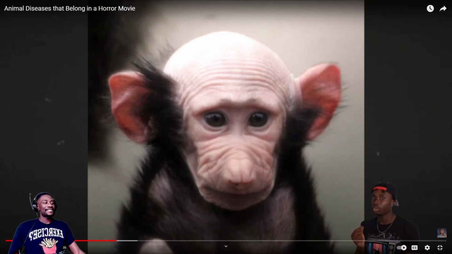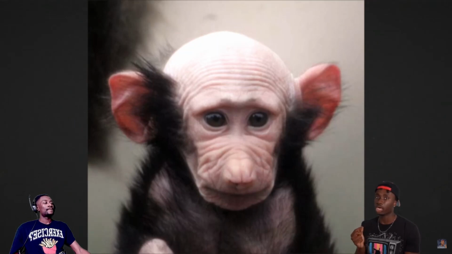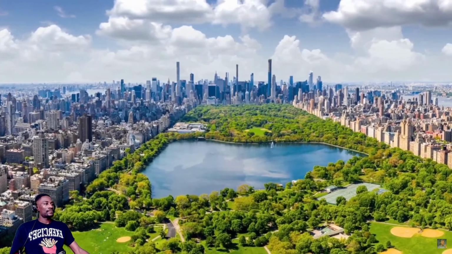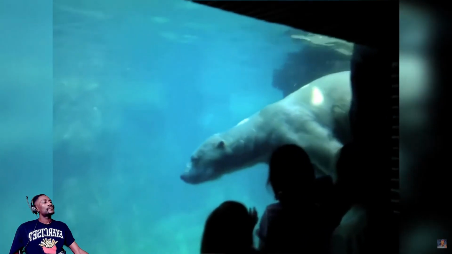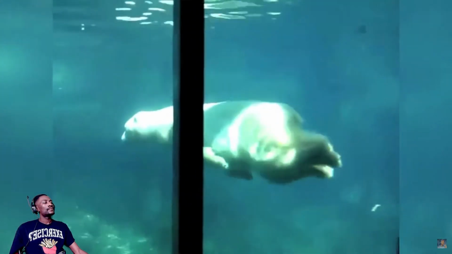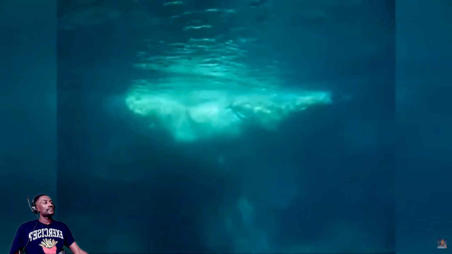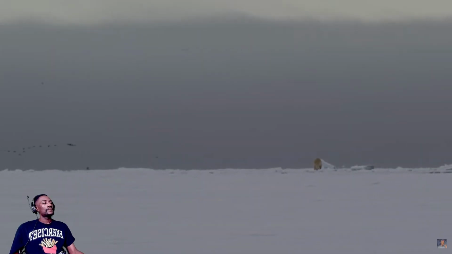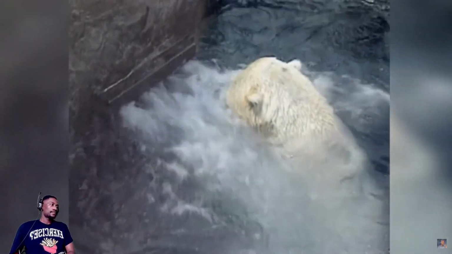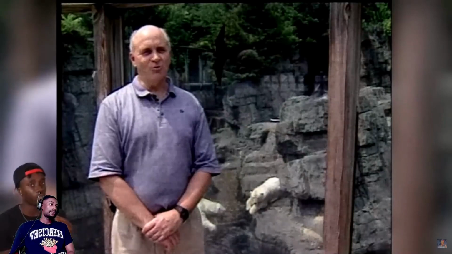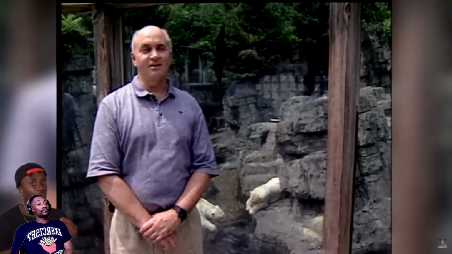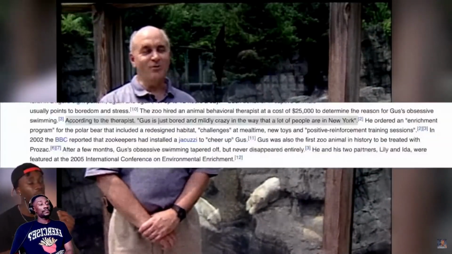The most popular and probably most depressing case of zoochosis was Gus. Gus was a polar bear that lived in Central Park Zoo for 25 years. At one point, visitors and keepers noticed that Gus would spend all day swimming in figure eights, sometimes for up to 12 hours straight. Keep in mind that polar bears can cover nearly 50 miles in a day searching for seals. Not only did the zoo spend 25 grand on therapy for the bear, Gus went on to make history as the very first zoo animal to be put on Prozac. Speaking of which, the 25,000 bones of behavioral therapy basically amounted to the therapist saying, "It be like that."